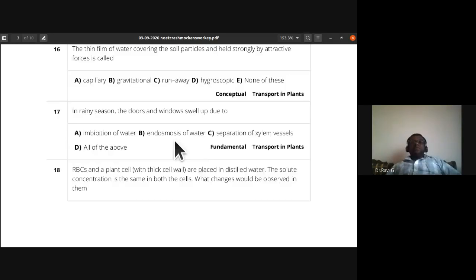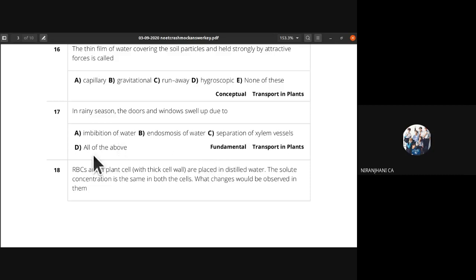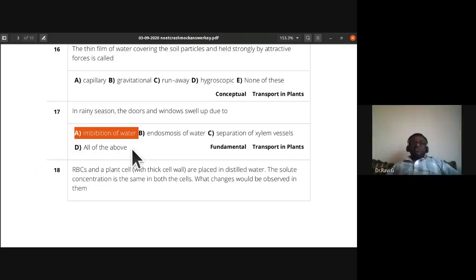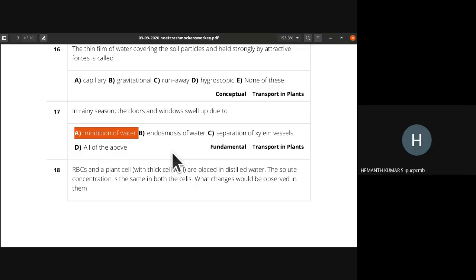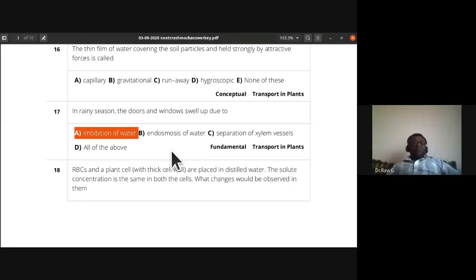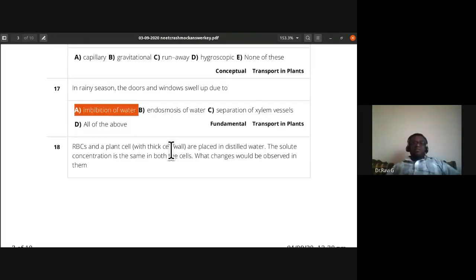In rainy season, the doors and windows swell up due to imbibition of water. Yes. You might pronounce it as imbibition. Don't pronounce it as inhibition. Okay, it is imbibition, however you pronounce it.